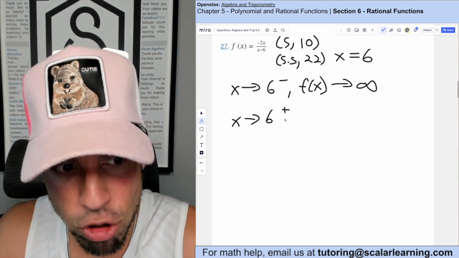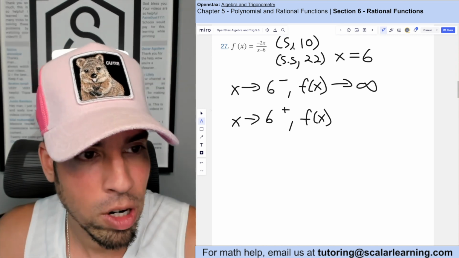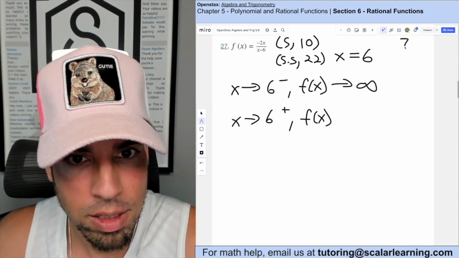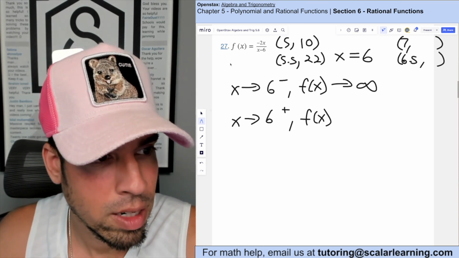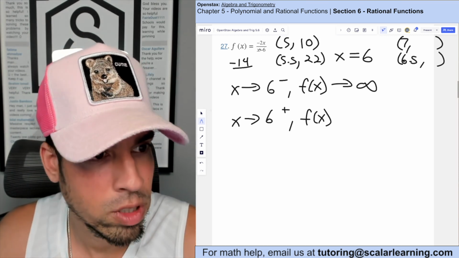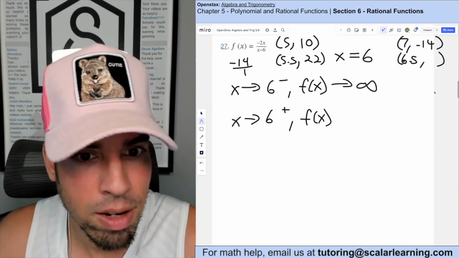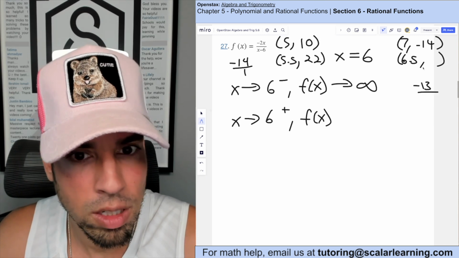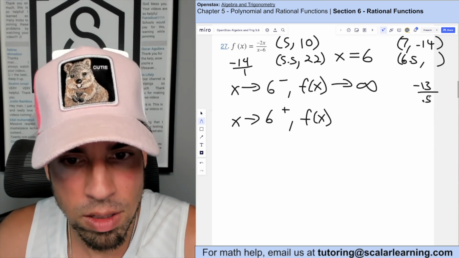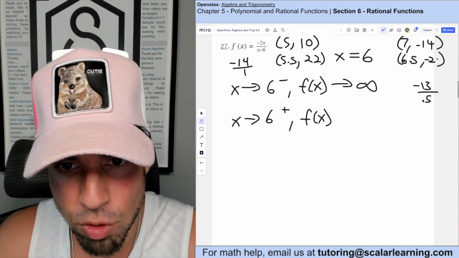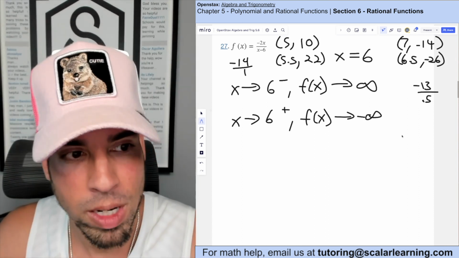It's probably approaching negative infinity from the right, but let's test it out just to be safe. So we're going to try two values. We're going to try 7 first, and then we're going to try 6.5. When we try 7, we get negative 14 over 7 minus 6, which is 1, so that's negative 14. When we plug in 6.5, we get negative 13 on top over 6.5 minus 6, which is 0.5, and dividing by 0.5 is like multiplying by 2, that's negative 26. So it sure seems to be approaching negative infinity, which is what we kind of predicted.